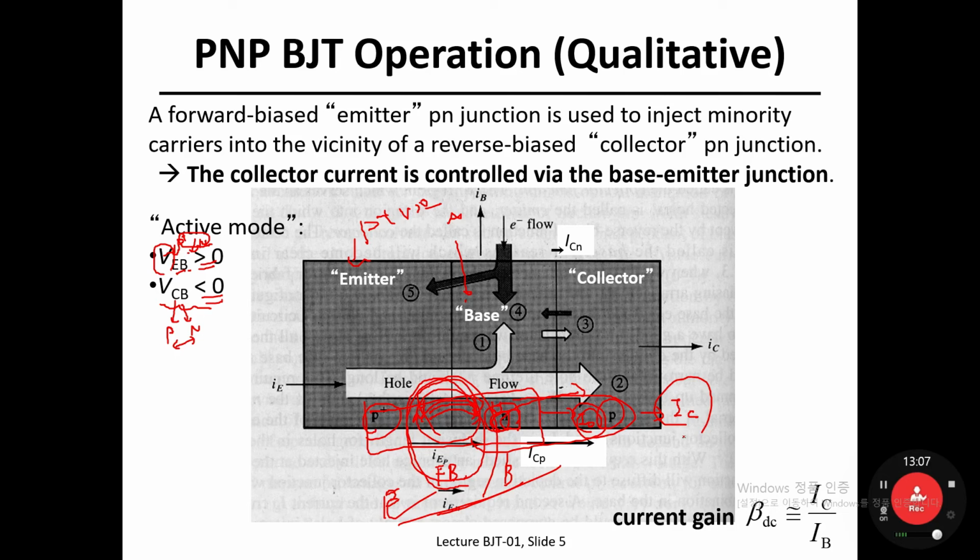The meaning of active mode is that the emitter-base PN junction is forward biased and the base-collector junction is reverse biased. Then we can expect that the collector current is not controlled by the collector-base voltage, but controlled by the emitter-base voltage. Again, simply speaking, the terminal 1 to terminal 2 current flow has nothing to do with the voltage difference between terminal 1 and 2, but has something to do with the voltage difference between terminal 3 and terminal 1. That's a key idea of the transistor.